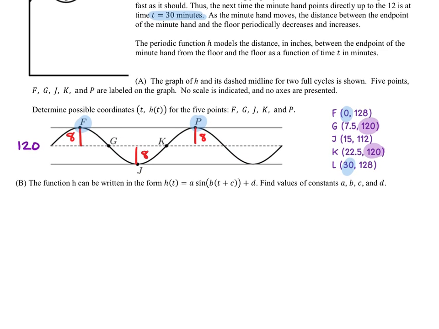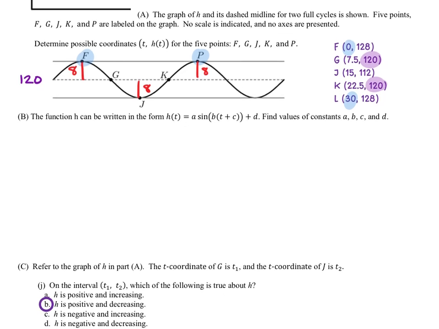What we can do now is answer part B of this third FRQ. It says the function h can be written in the form h of t equal to a times sine of b times t plus c, all plus d. Whew. We're wanting to find the values a, b, c, and d. It will always ask this. Your job is to make sure you know how to do this.